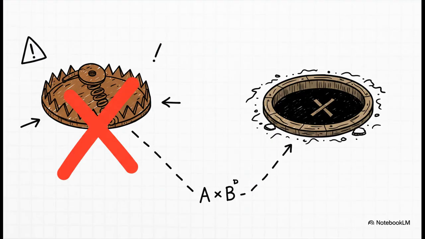Now, before I even show you the right way to do this, let me show you the trap, because it is so tempting to think, oh, I'll just find the derivative of the first part and multiply it by the derivative of the second part.